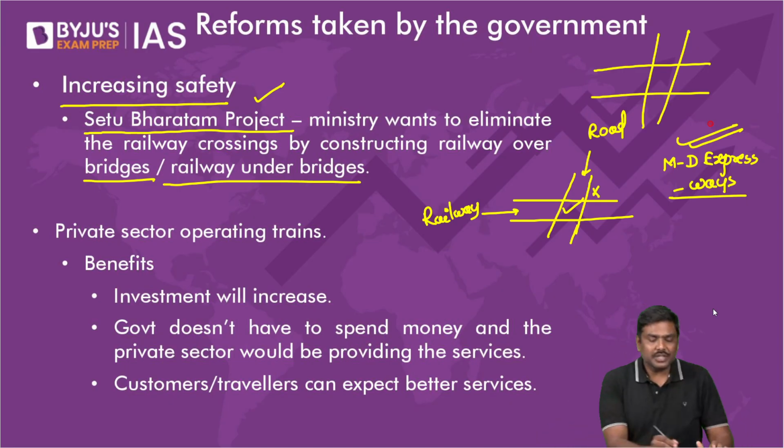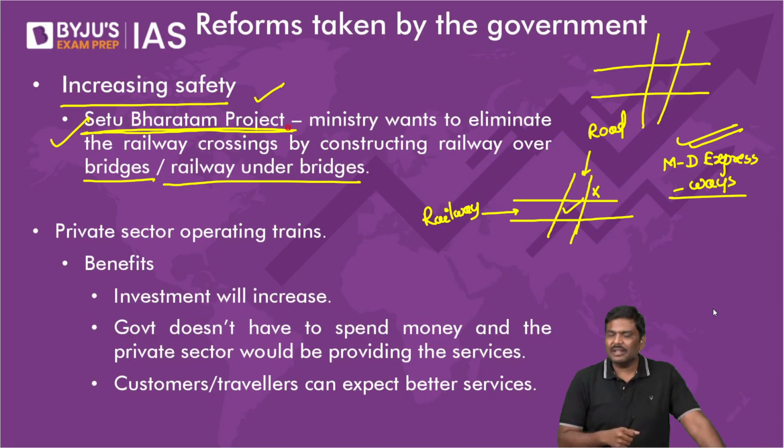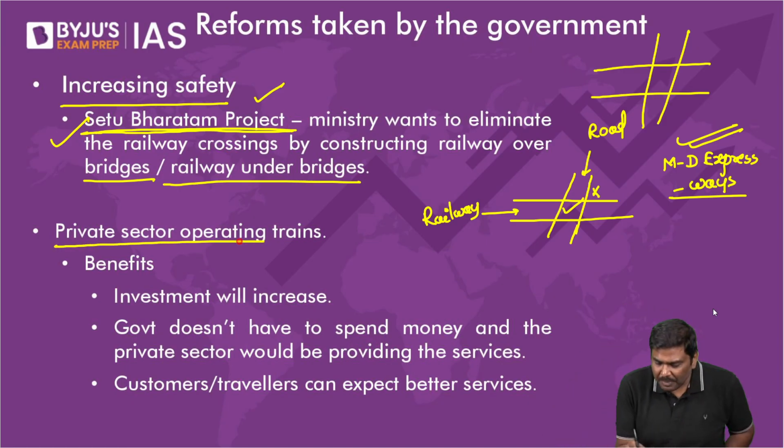Okay. So the Setu Bharatam project has been one initiative taken by the government to address safety issues in railways. Can I add one more here? Kavach. Have you heard of this? The Indian Railways Kavach system. That is also one more system that has been undertaken to address the safety and security issue in the case of railways.